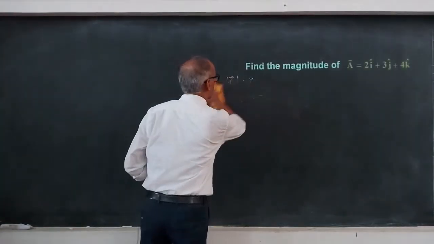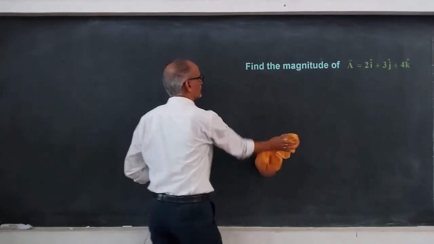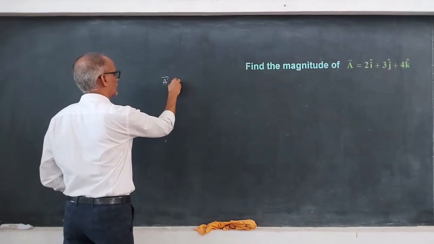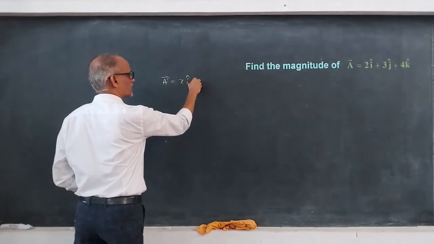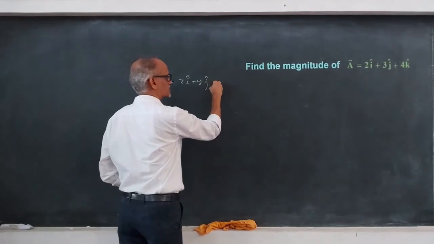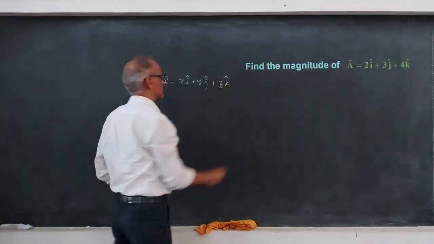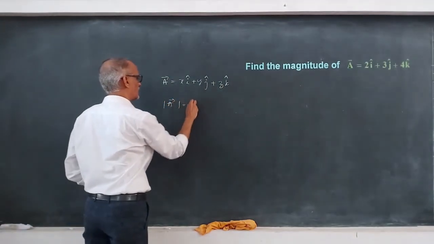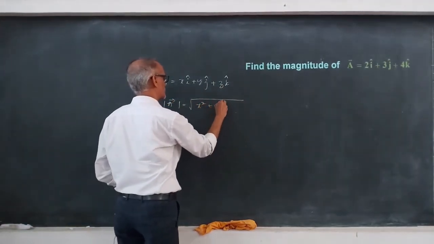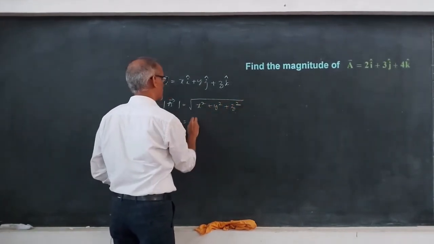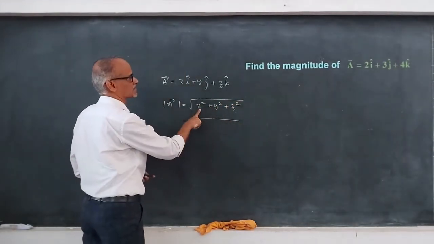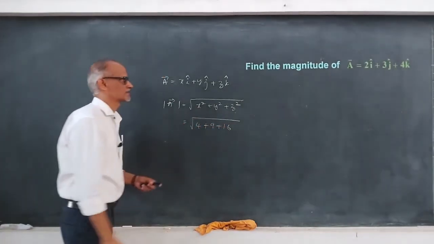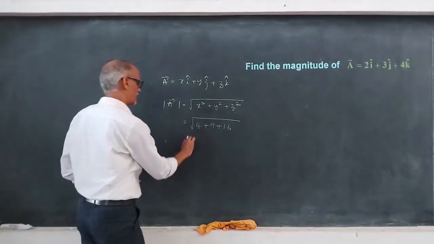So let's try one simple problem. Find the magnitude of vector A, which is of the form x i cap plus y j cap plus z k cap. This is in that same format. So what is the magnitude you are asked to find? It's the square root of x square plus y square plus z square. 2 square is 4, 3 square is 9, 4 square is 16, correct? Add them, 29, root 29.